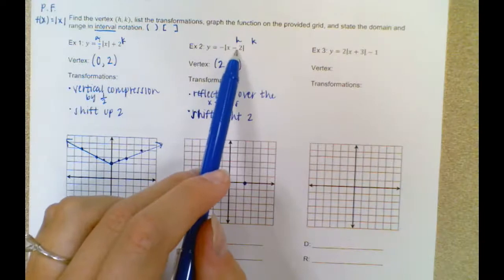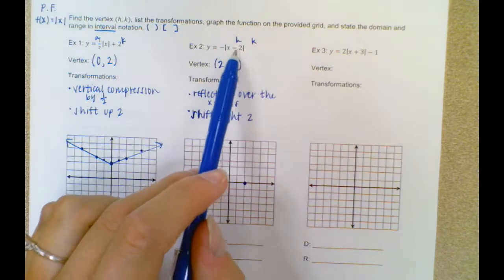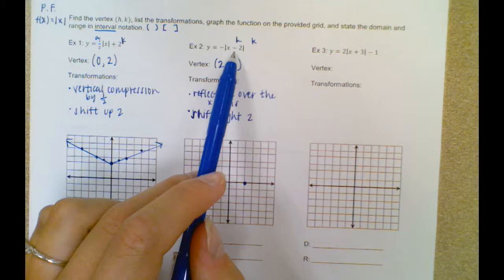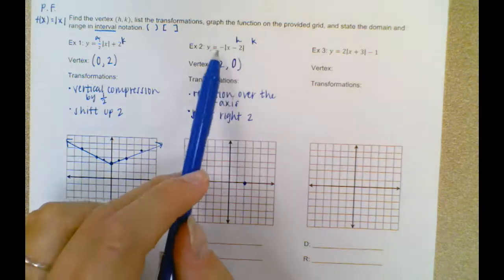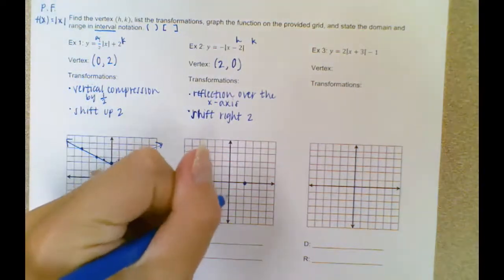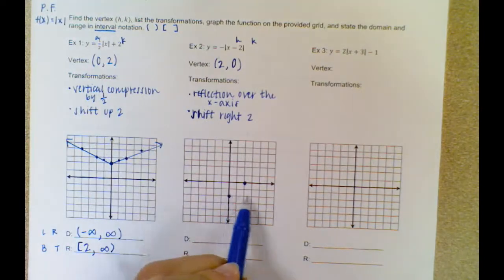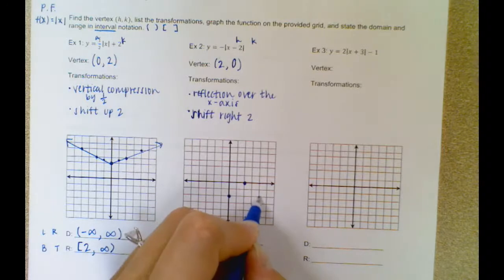So 0 minus 2 is -2. The absolute value of that would then be +2. +2 times a negative is -2. So (0, -2) is a point. Remember, I can reflect that over the vertex. So I'm 2 spots away from the vertex, so 2 on the other side.